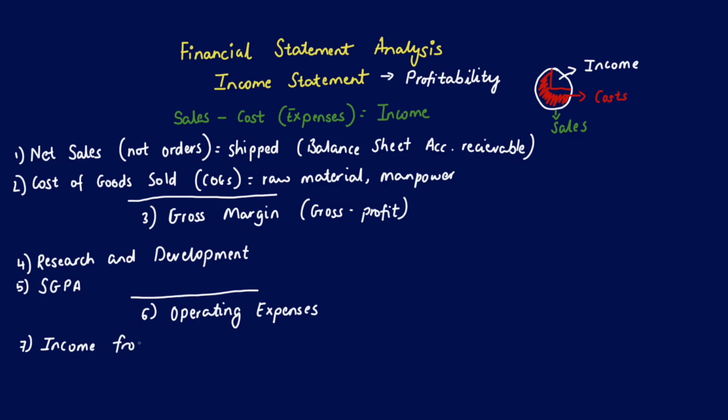Your seventh line item is income from operations. Once you've got your gross margin and you deduct any operating expenses, anything you get remaining would be income from operations, stuff that's not been consumed by any operating or non-operating expenses.